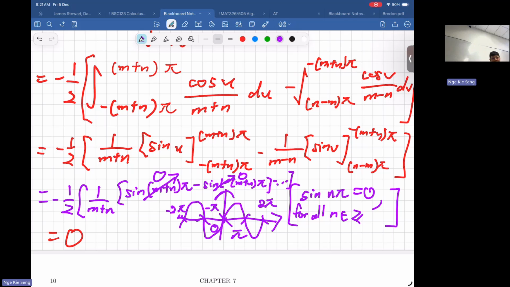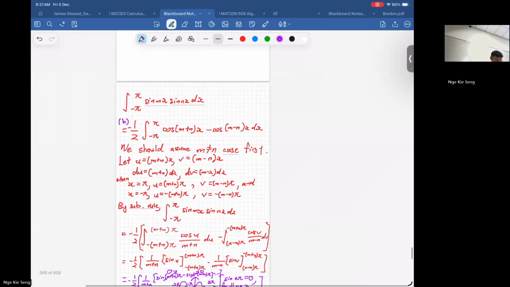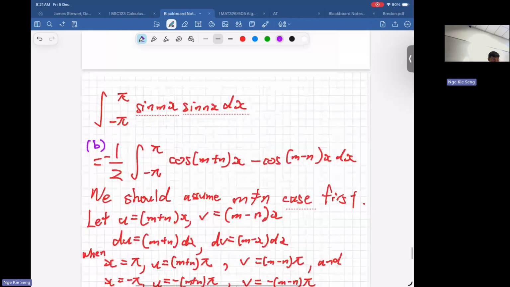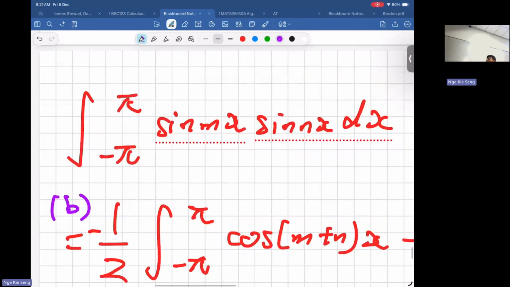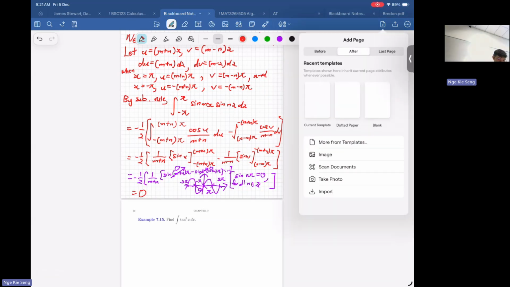So how about when m equals n? What happens when m equals n? If m equals n, these two terms are actually the same term, so it becomes sine square mx. Okay, we can combine them. So let's write it down.